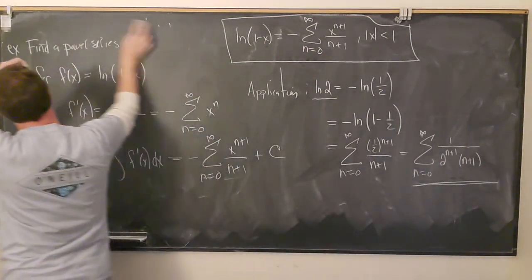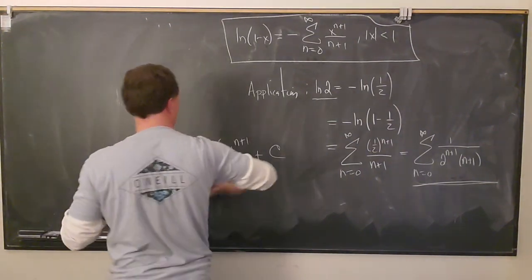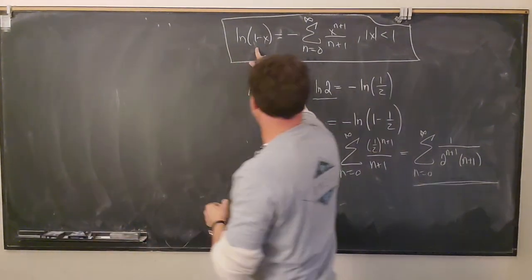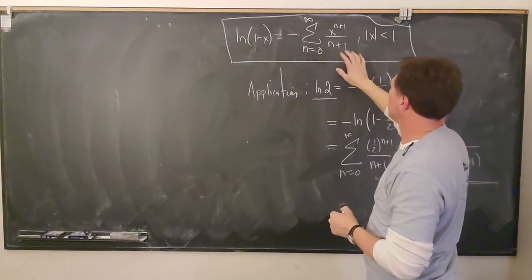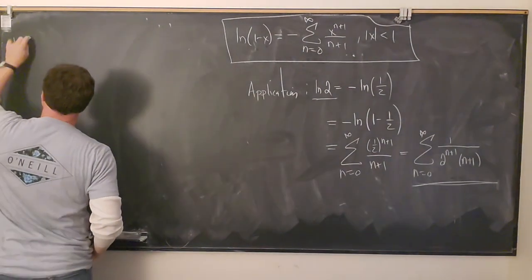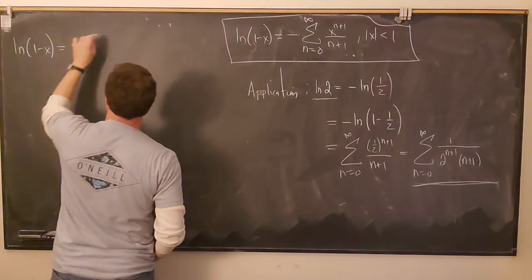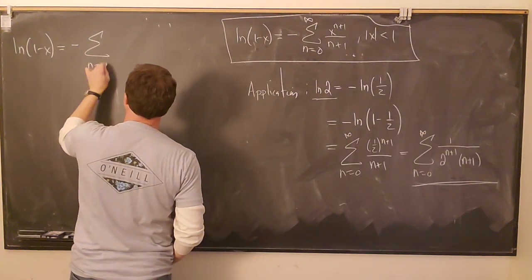One thing that I want to do, so this is true what I have written down right here. Natural log of 1 minus x is equal to this power series, but we can do one simplification step that makes it look a little bit nicer. So let me write it down here. Sum n equals 1 to infinity.